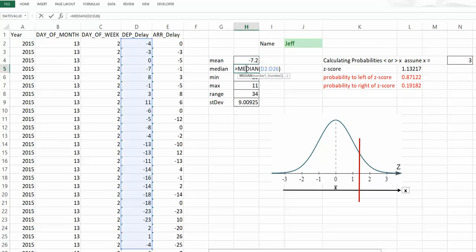The median, the function is median, and the list of data that you're using. The minimum value is min, is the function, and again you're going to select the data. The maximum value is max, equals max. The range, there is no function for it, it's just simply the max minus the min, so you will just type in the fact that the max is found at H7 and the min is found at H6.